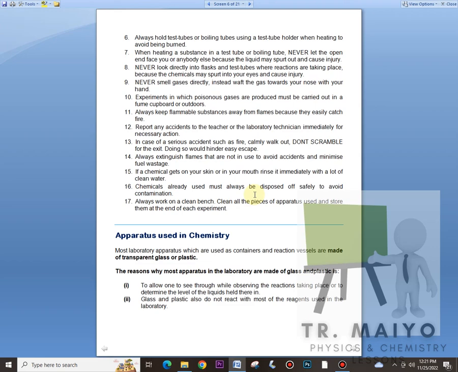Always extinguish flames that are not in use to avoid accidents and minimize fuel wastage. If a chemical gets on your skin or in your mouth, rinse it immediately with a lot of clean water. Chemicals already used must always be disposed of safely to avoid contamination. Ukishatumia chemicals ukaona imepaki kwa container, no, don't say niliambiwa don't waste. Hapana, just pour it out to the sink.